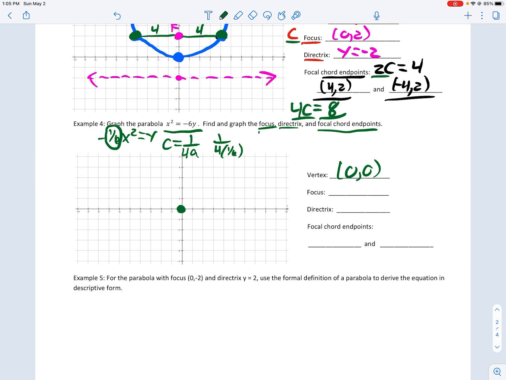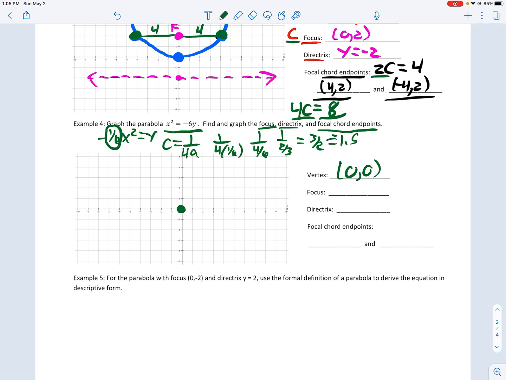So 1 over 4 over 6, which is 1 over 2/3, which is going to end up being 3 over 2, or 1.5, however you want to write it. So now some of you are wondering, well, what about the negative? Well, technically, yes, it is negative. But again, it's just a direction.